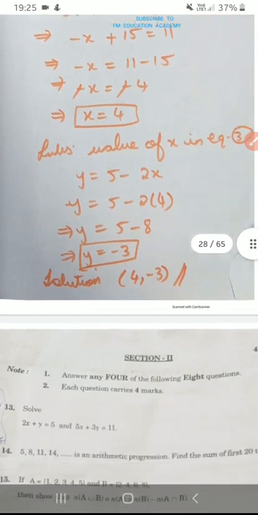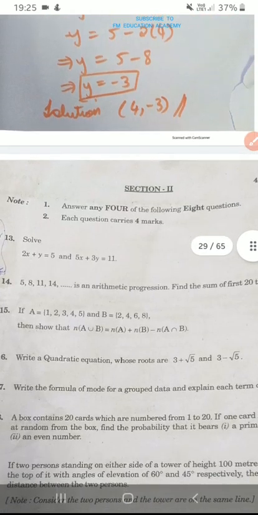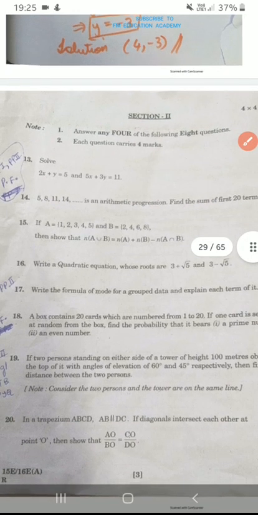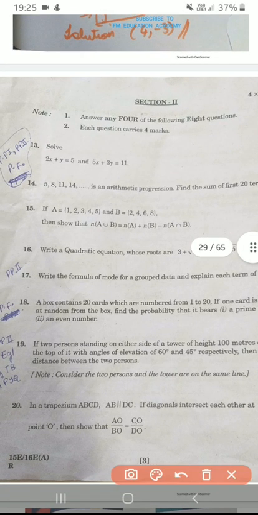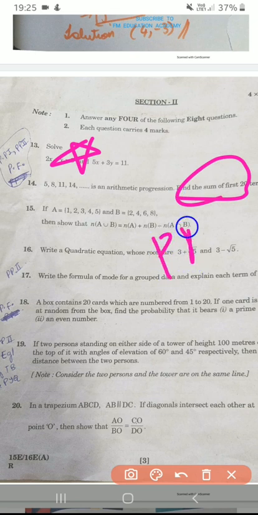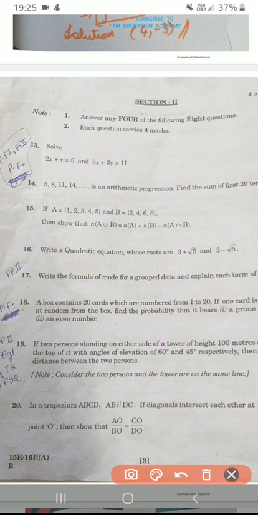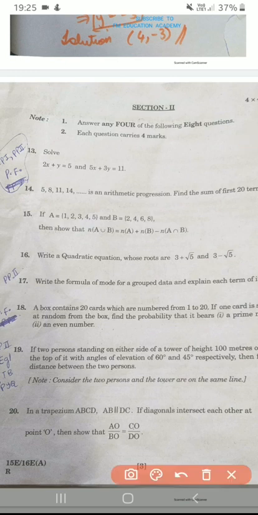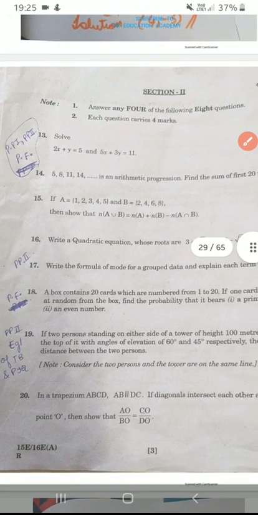Now moving to 14th question. 5, 8, 11, 14 is an arithmetic progression. Find the sum of first 20 terms, it is telling. I told many times, this is important because some of the terms formula it gave in practice paper 1, practice paper 2, and pre-finals. It did not give the exact question, but a similar type of question in which you have to use the Sn formula. In all the three papers, it was giving the last term also. But here in this paper, it didn't give the last term, which means it is a direct question.